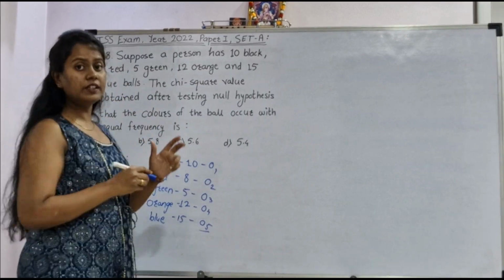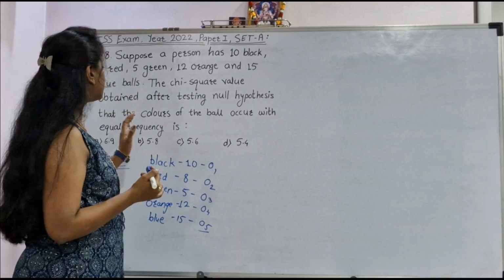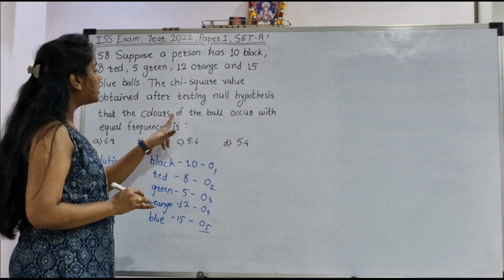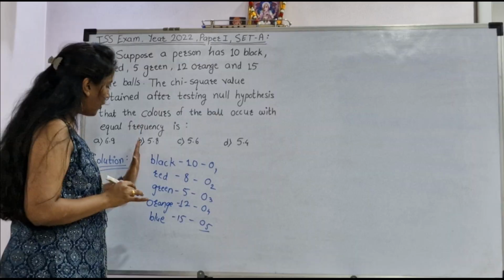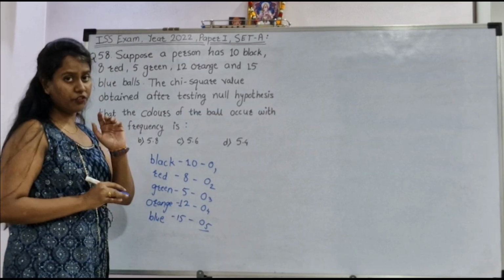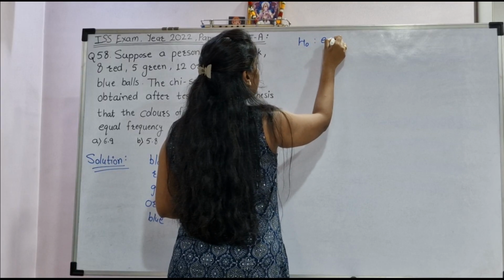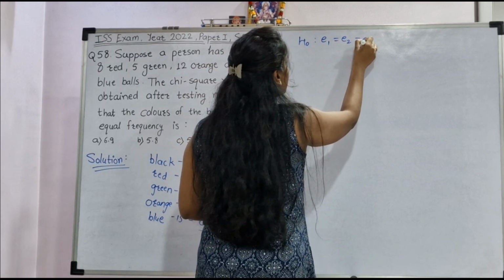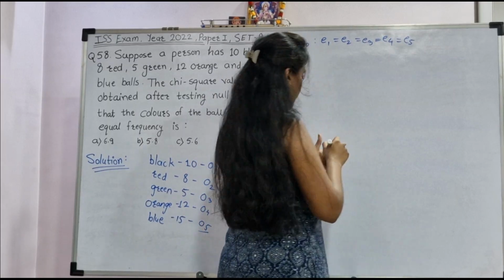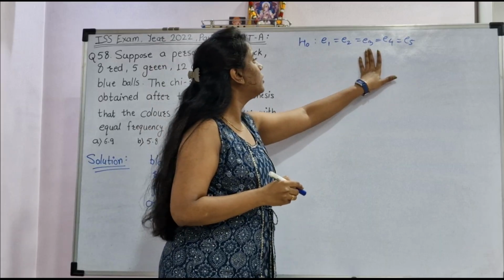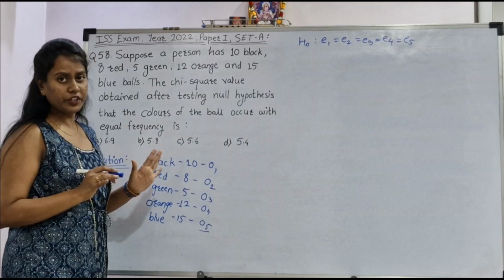Now what we need? We need the estimated value. So under the null hypothesis, it is given that colors of the ball occur with equal frequency. How many colors of ball are there? 5 colors. So under H0 we will get E1 equals E2 equals E3 equals E4 equals E5. Why here we are writing all values are equal? Because they occur with equal frequency.